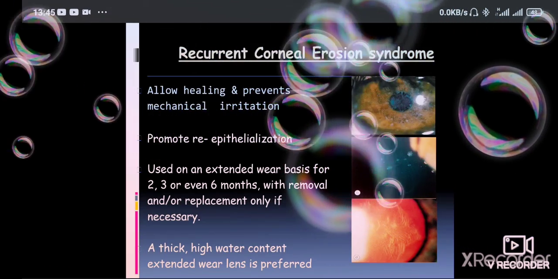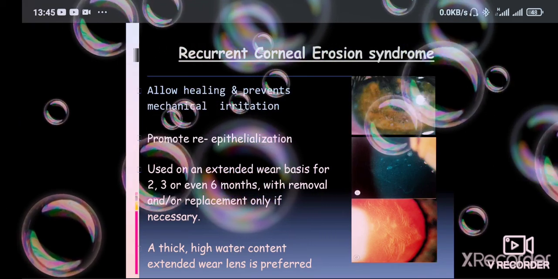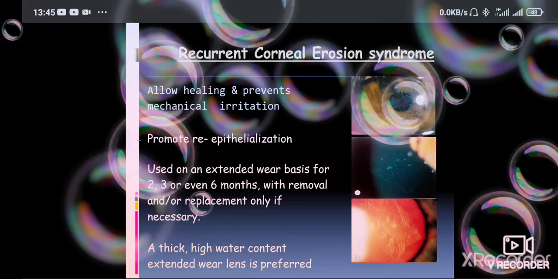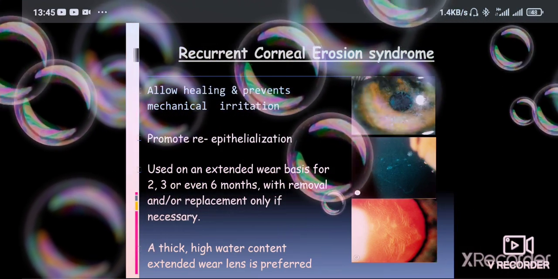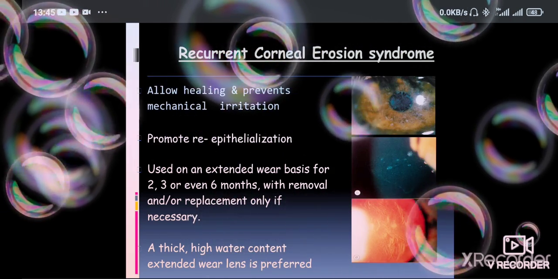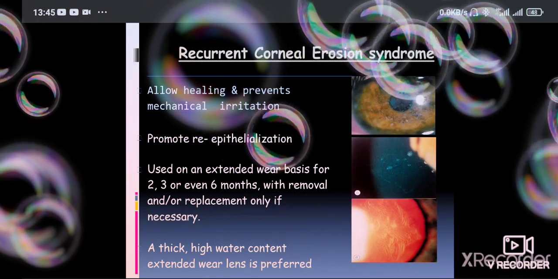In recurrent corneal erosion syndrome, the lens allows healing and prevents mechanical irritation. It promotes reepithelialization. It is used on an extended wear basis of 2, 3 or even 6 months, with removal or replacement only if necessary. A thick, high water content extended wear lens is preferred in this case.